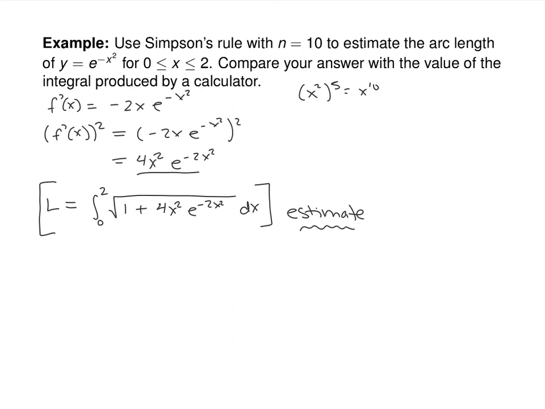All right, Simpson's rule with n equals 10. First, let's find delta x. Delta x will be 2 minus 0 over 10, or 1/5, or 0.2. And let's define g of x to equal the thing inside the integrand, so root 1 plus 4x squared e to the negative 2x squared.